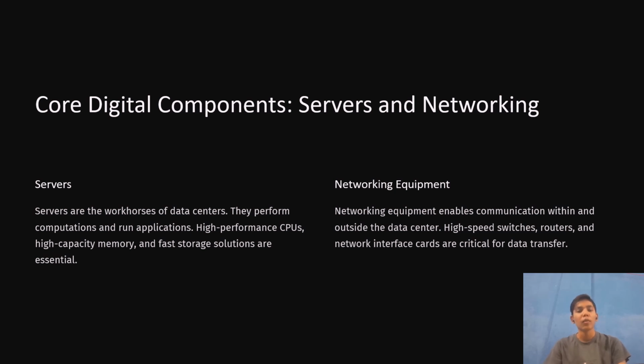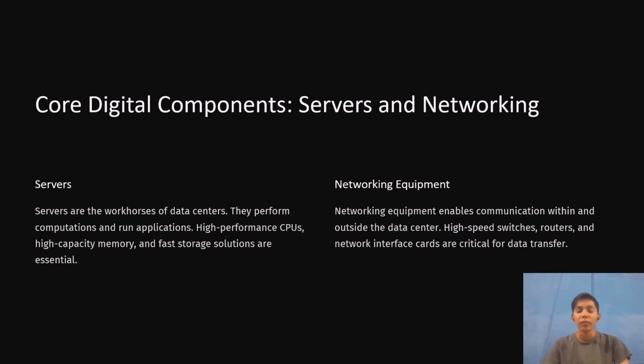Next, core digital components: servers and networking. So there are two types. First we see servers, then network equipment. Servers are the workhorse of data centers. They perform computation and run applications. High performance CPUs, high capacity memory, and fast storage solutions are essential. So these servers have high performance CPUs, high capacity memory, and they run applications through it. So all the applications are running on this workhorse.